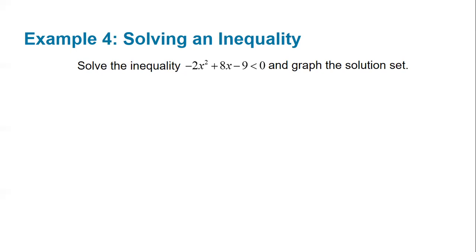And I left you room at the bottom of your notes so you'll do the quadratic formula. If you need help remembering the quadratic formula, sing it with me. X equals -b plus or minus the square root of b squared minus 4ac, divided by 2a.